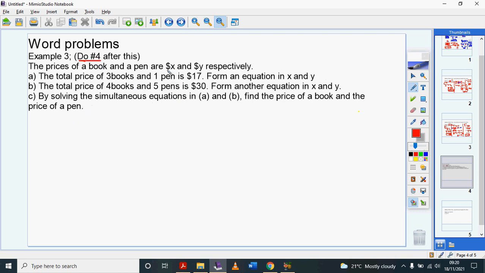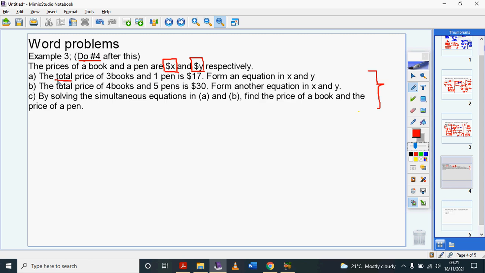The prices of a book and pen are X and Y respectively. Now, I know that when you see word problems, the first reaction is to run or get scared, but please just read through it slowly and see what's going on. Every time you're reading one sentence, just pretend like the other sentences don't exist. So it says the prices of a book and pen are X and Y respectively. Okay, that's very good.